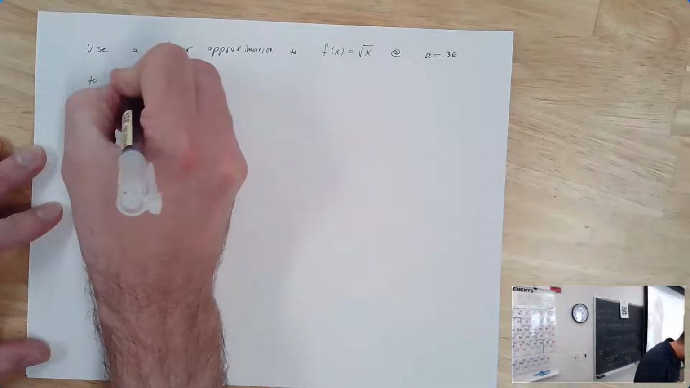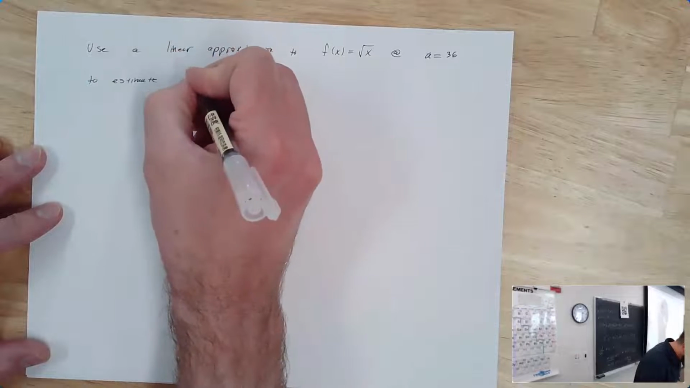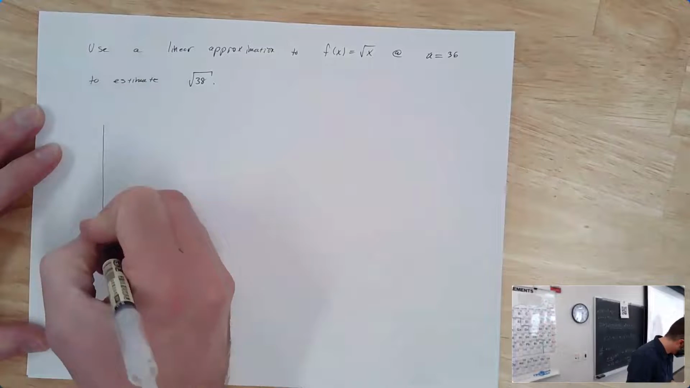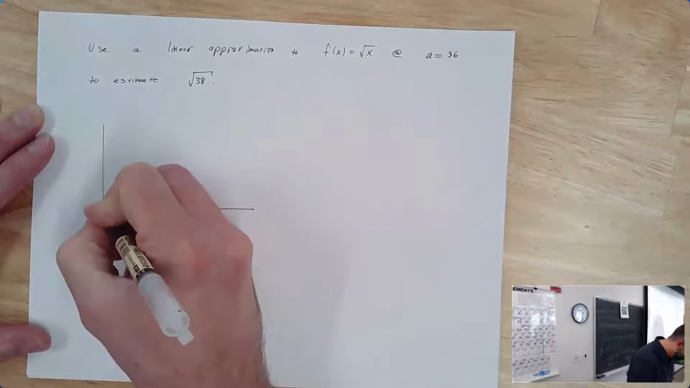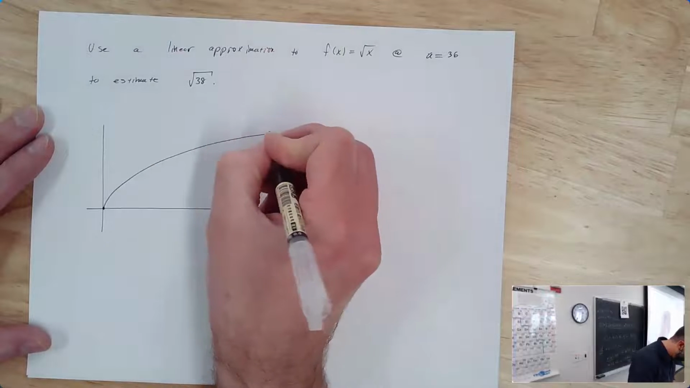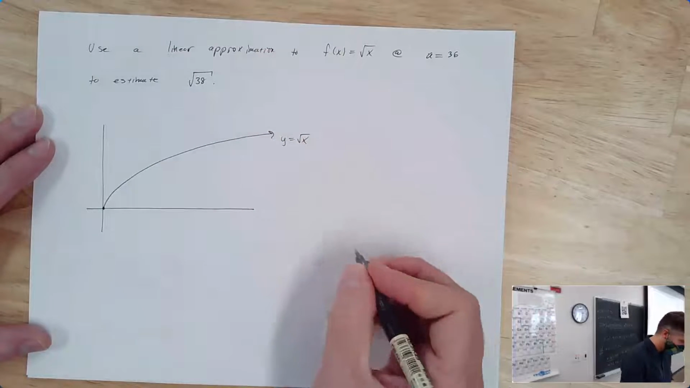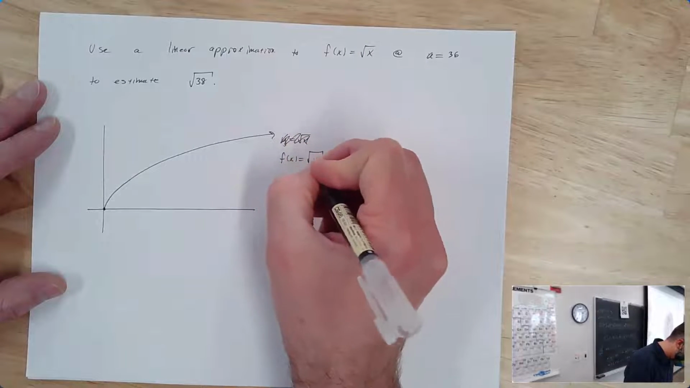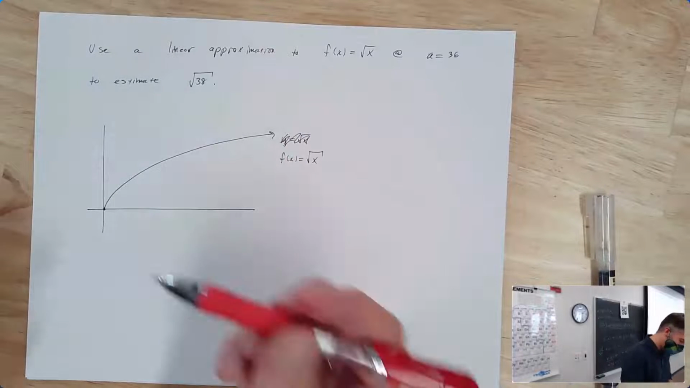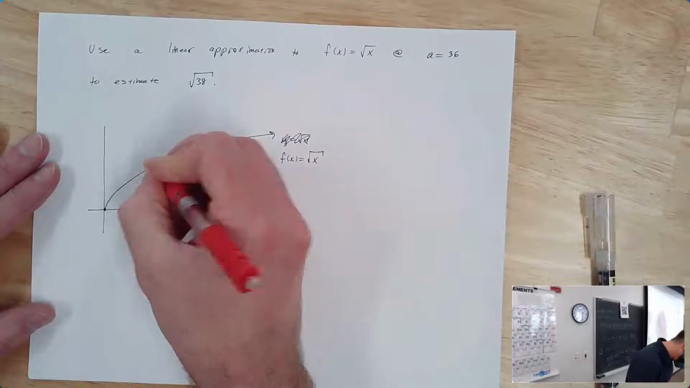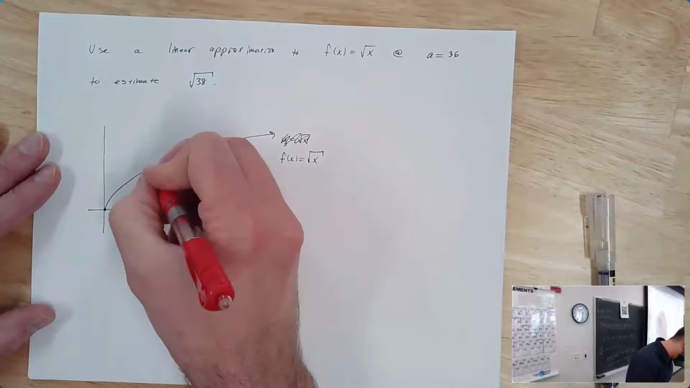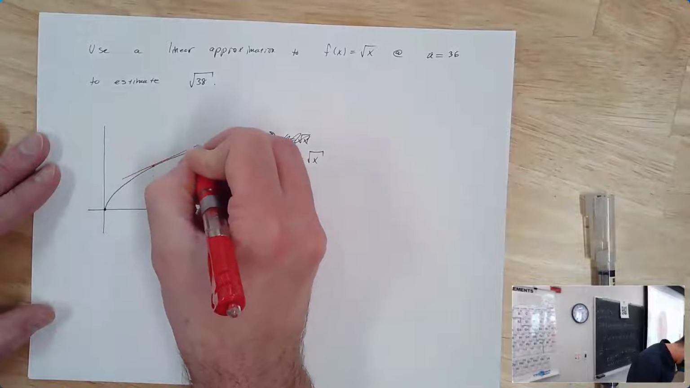to estimate the square root of 38. And here's the idea. Let's see if I can draw this all right. Here is our function y equal to the square root of x, or f of x. And here is the point that we're finding the tangent line at. So there's 36. There's my tangent line.